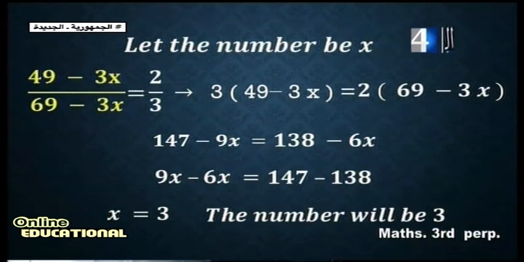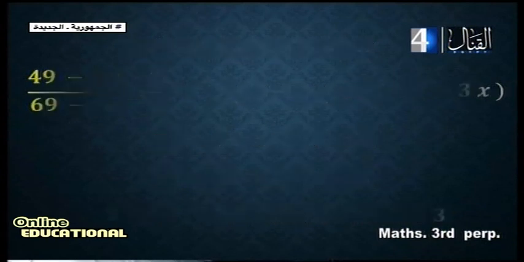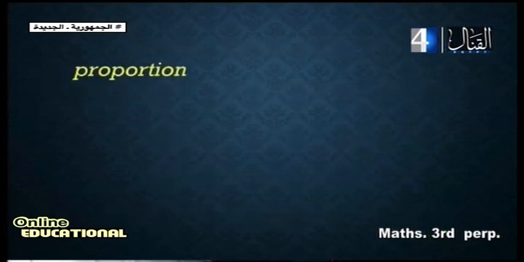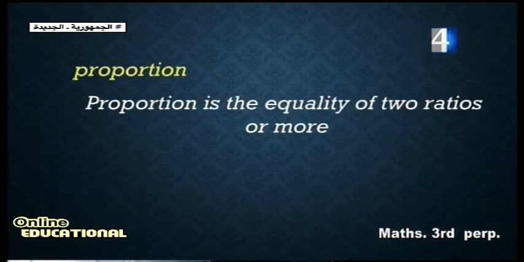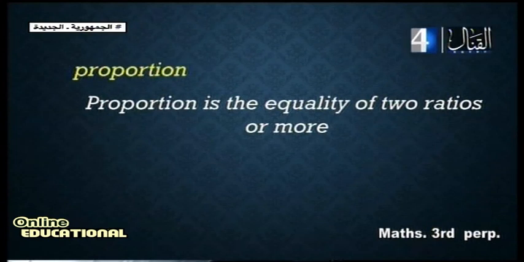This is what we had about ratio. Let us see what about proportion. You have studied it before. What's proportion? Let us see. Proportion is the equality of two ratios or more. It means two ratios are equal to each other. We can say that these ratios are in proportion.